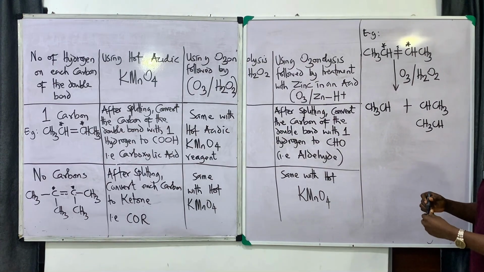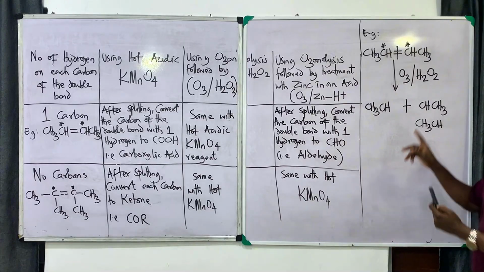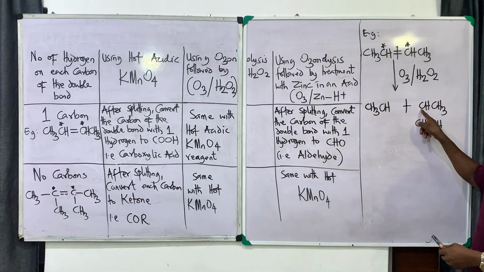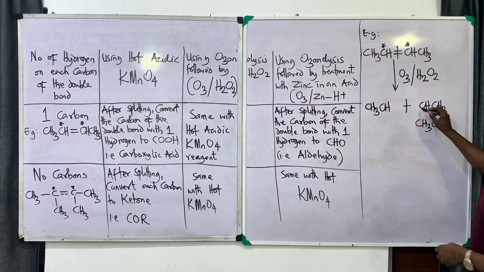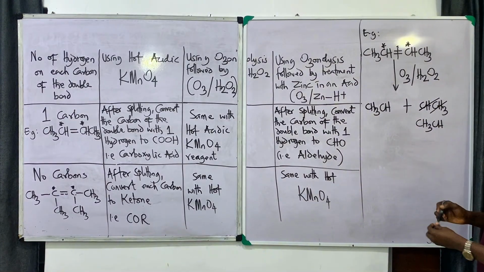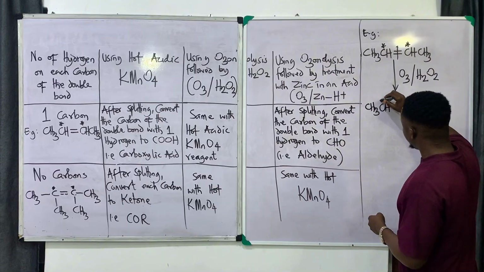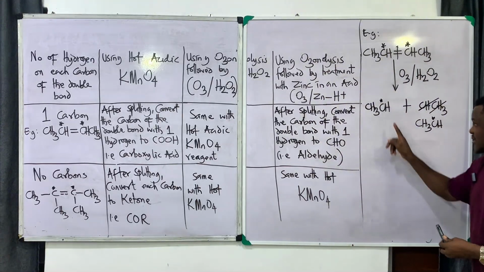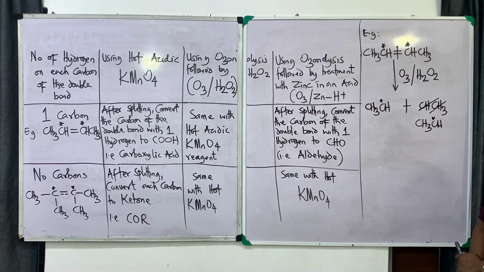It's still the same thing. So I'm going to turn it properly. So instead of starting with CH CH, I will now say CH3 CH. Right? Okay. So now this is still the carbon of the double bond. Don't forget that. This is still the carbon of the double bond.